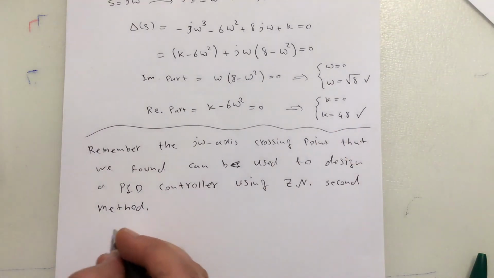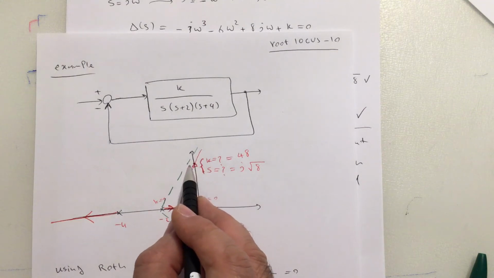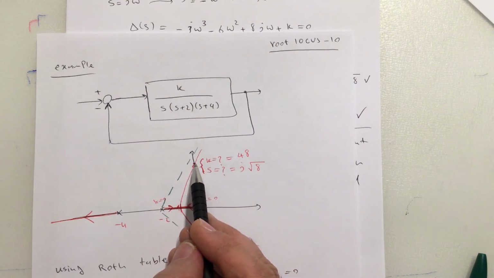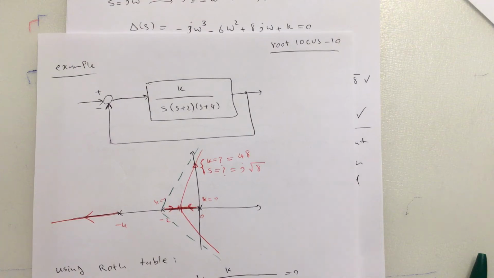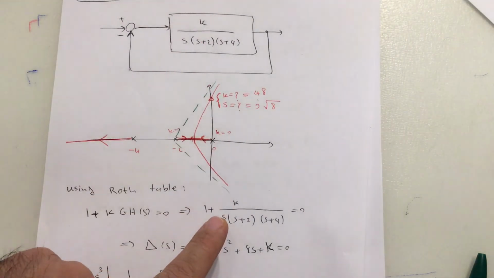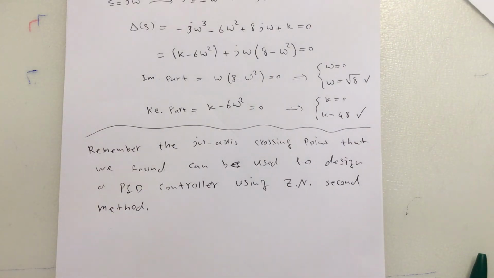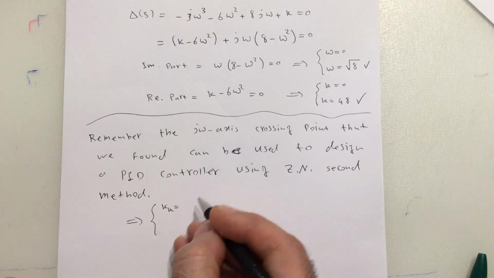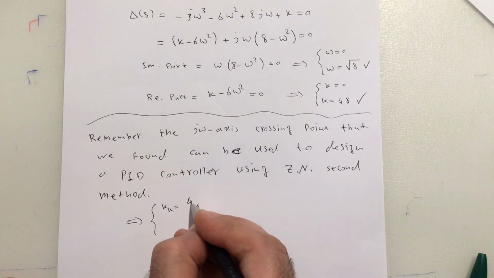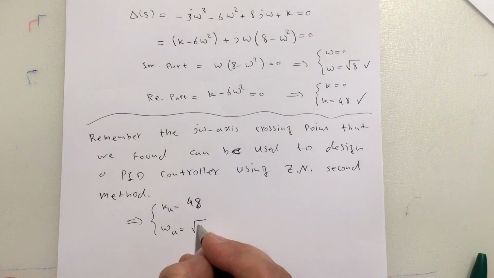Basically, this K we found here is Ku, because for that K the pole is pure imaginary, and because of that the step response is purely sinusoidal. So this j omega crossing is actually the point that gives you a pure sinusoidal step response. Because of that, this K here is Ku, which is 48, and we found omega u equal to square root of 8.